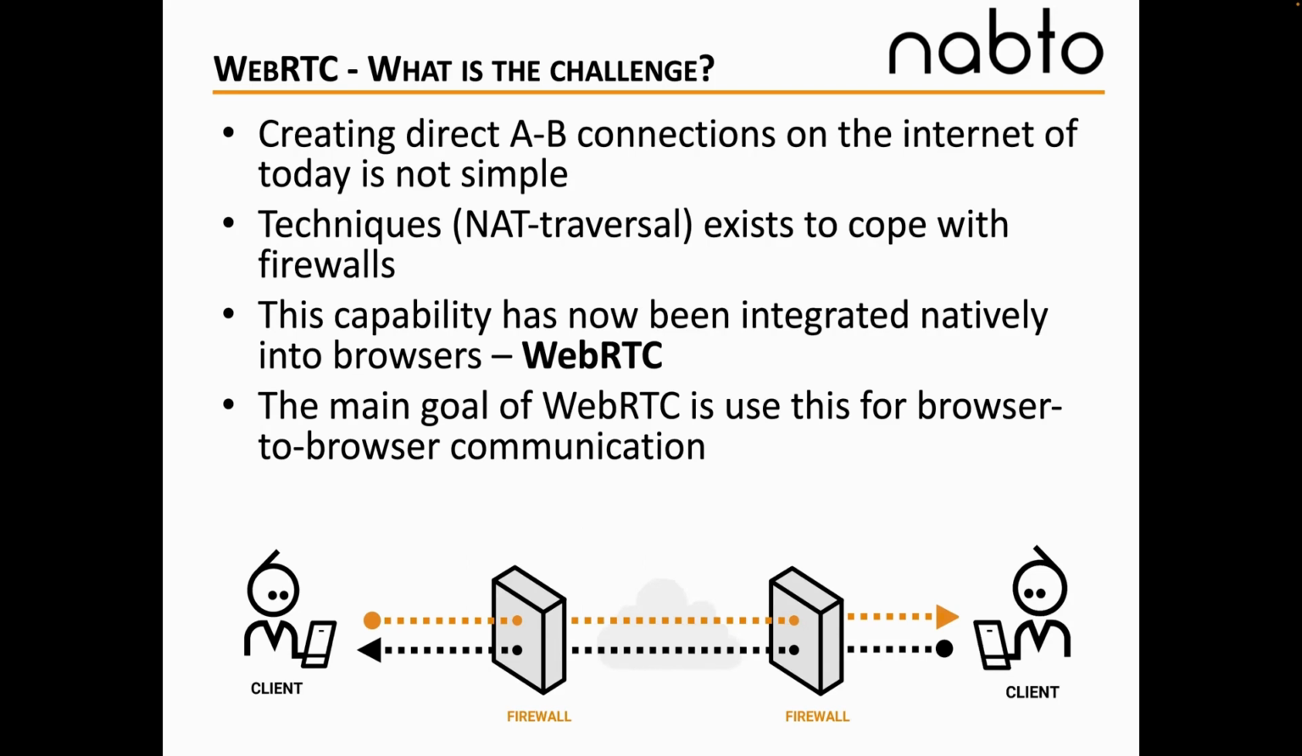And the job of a firewall is to protect the client or the entities that are behind the firewall from, you can say, unauthorized connections coming from the internet. So creating these direct connections between two clients behind a firewall is actually quite hard. But techniques exist to do this. Mostly they are referred to as NAT traversal, sometimes also peer-to-peer connections.